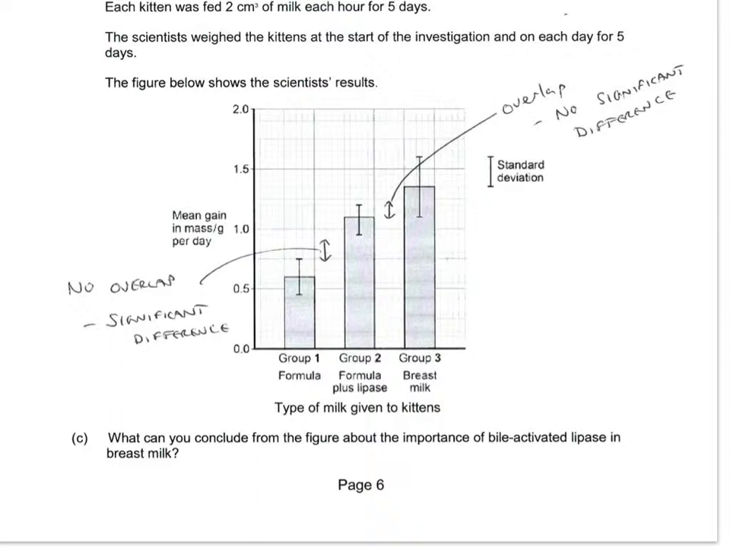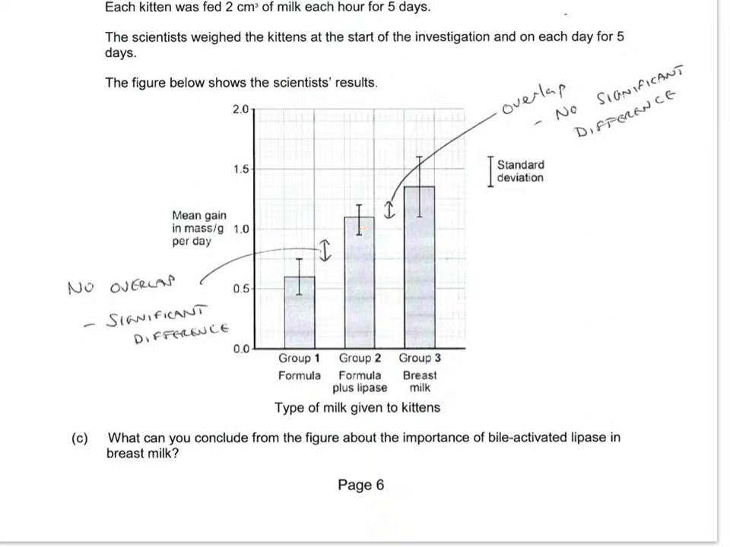Again, always annotate your graphs. Standard deviation: you're looking to see if standard deviation bars overlap or not. You can clearly see that these standard deviation bars do not overlap. So that means the vast majority of the cats that took formula milk had a lower mass than the vast majority of cats that took formula plus lipase. So there is a significant difference because there's no overlap, indicating that lipase is having an effect. Whereas between lipase and breast milk, which also does contain lipase, there's not much of a difference, even though the bars are different.